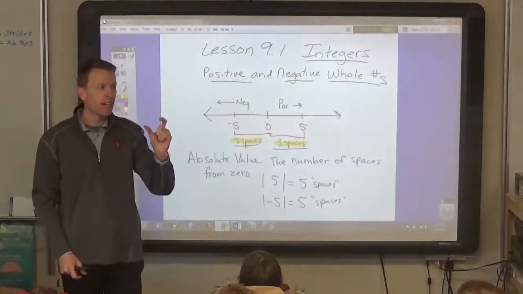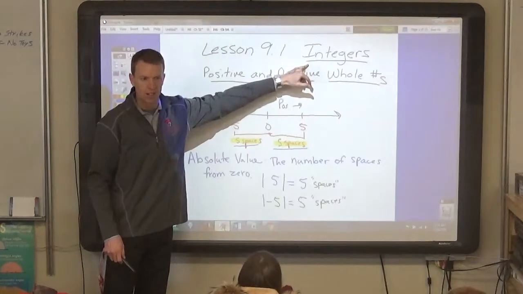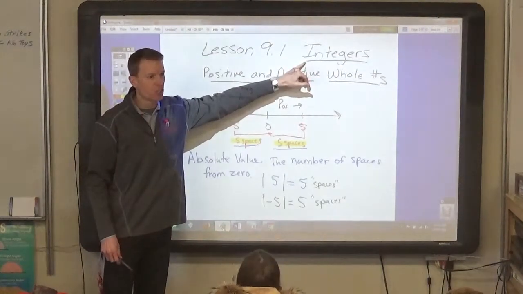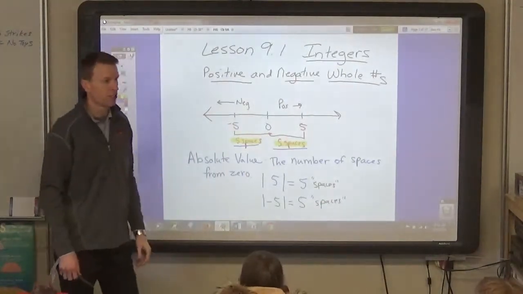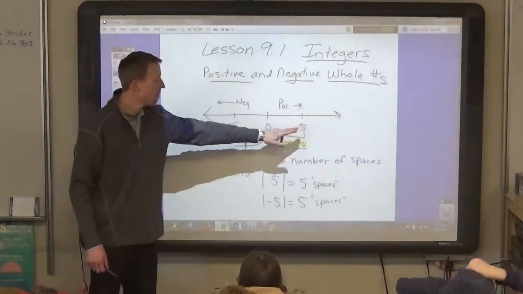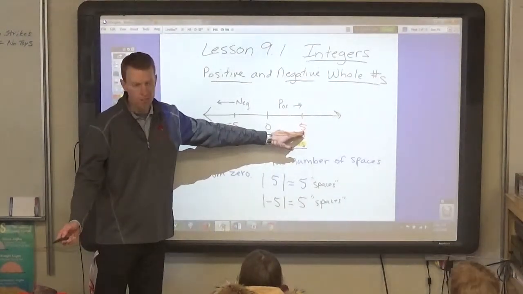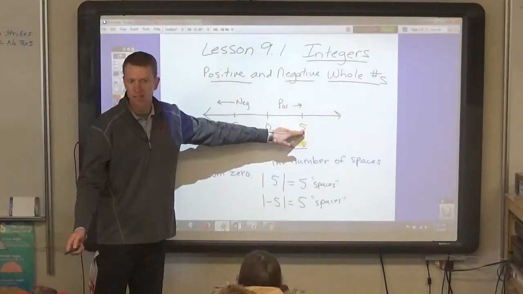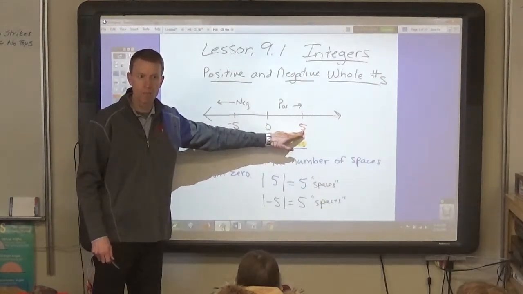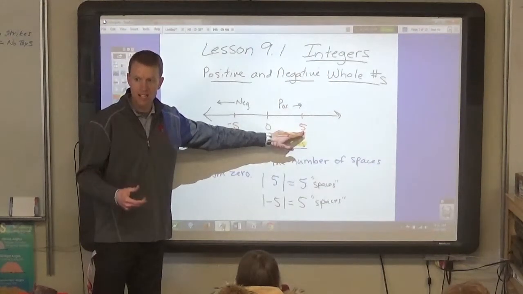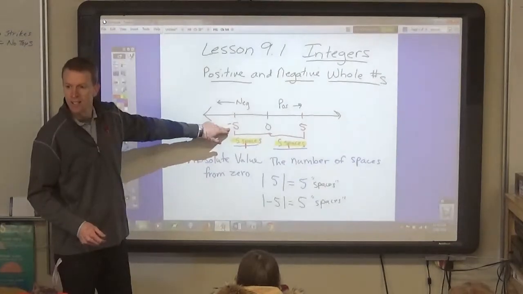Now, anytime it's a negative whole number, it's called an what? A negative whole number is called an integer. All positive and negative whole numbers are integers. So the number 5 is an what? A positive integer. Repeat that. Positive integer. Yep. Negative 5 is a negative integer.